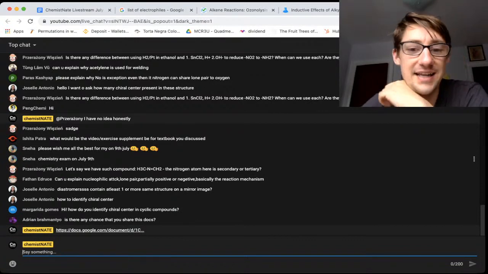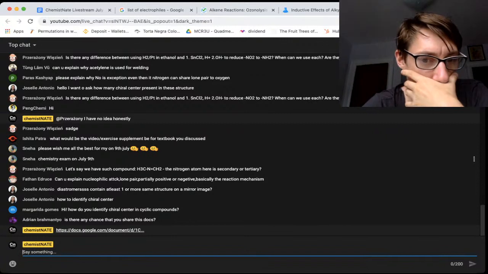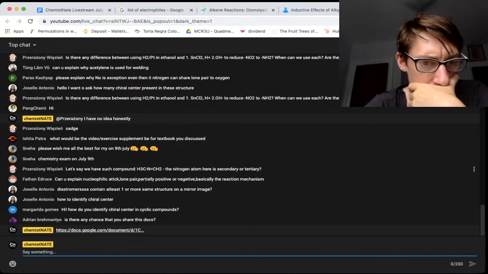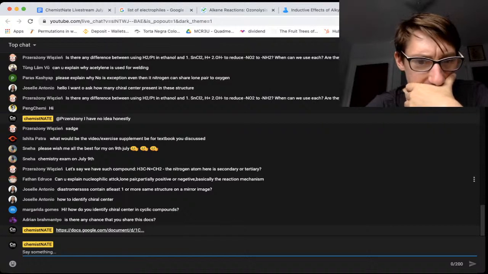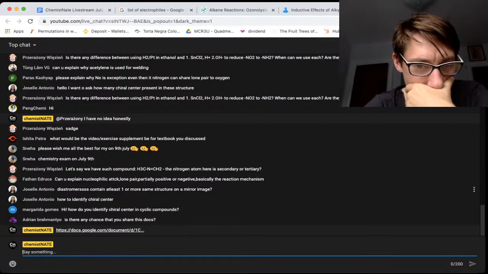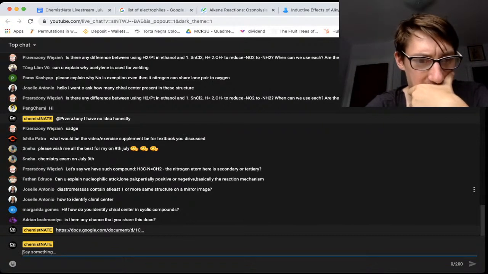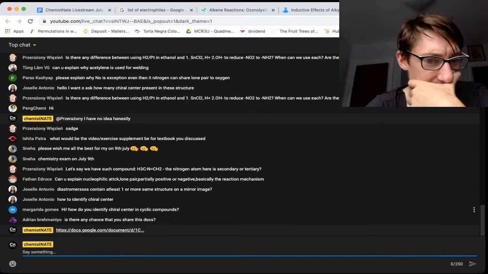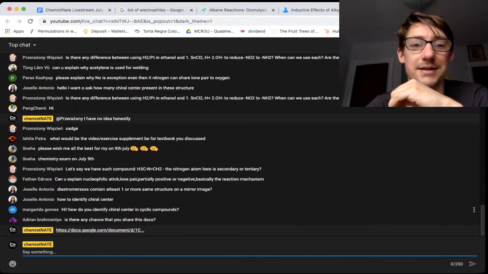Let's say we have, what the hell is that? Oh, it's like an imine. Can you explain nucleophilic attack, lone pair, partial positive and negative, and the action mechanism? Diastereomers contain at least one or more of same structure on a mirror image. I don't know what that means. How do you identify the chiral center in cyclic compound? Oh, in cyclic compounds, that's trickier.